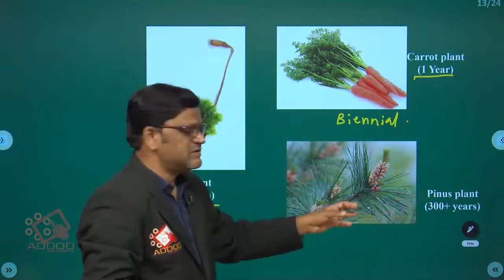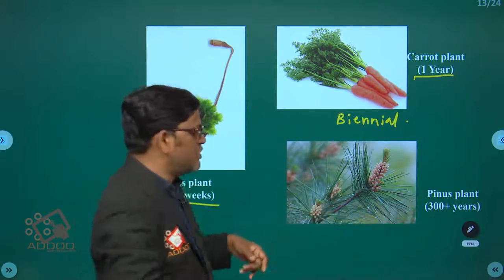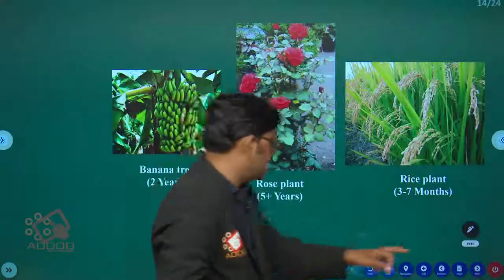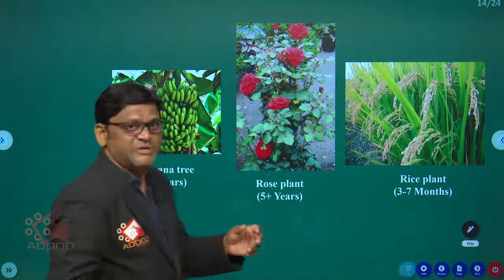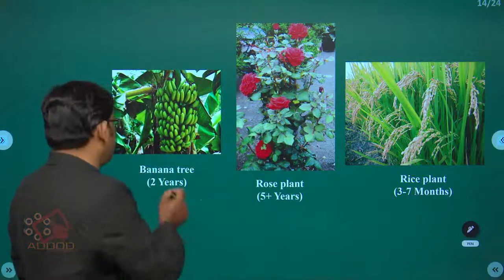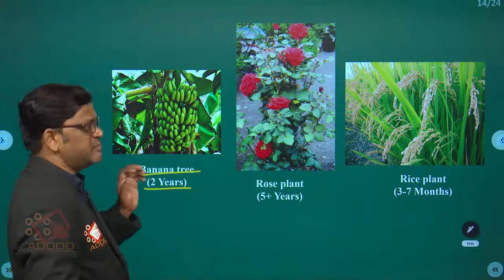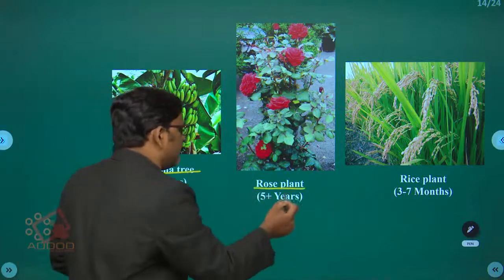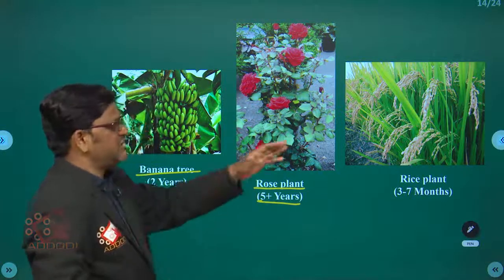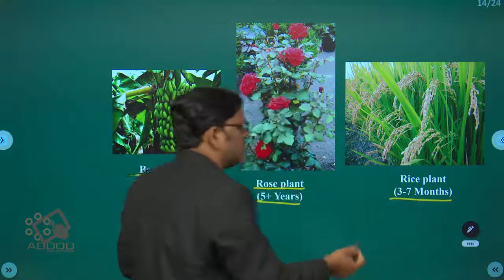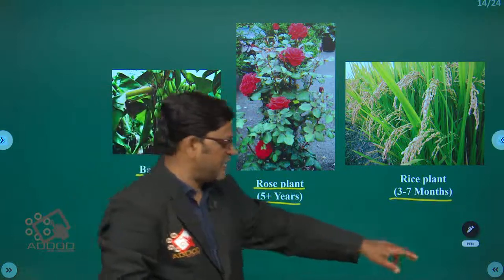Next is a pinus plant, which is a gymnosperm, whose lifespan is 300 plus years. So one thing is very clear: the lifespan varies from organism to organism. If you take a banana tree, it will be a 2 years lifespan. A rose plant will be 5 plus years, whereas a rice plant will be few months, that is 3 to 7 months only, that will be the rice plant lifespan.